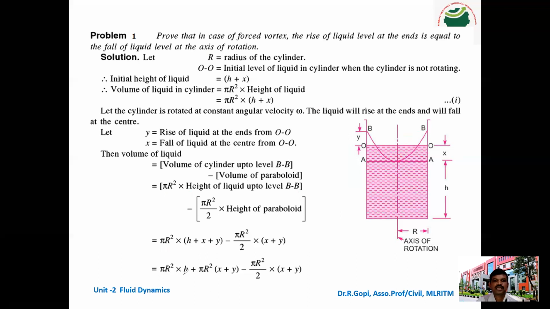Okay. So now simplify this equation. Pi r square into h. So next, pi r square into x plus y. For simplification purposes, I multiply pi r square into h one time and again plus pi r square into x plus y minus pi r square by 2 into x plus y.